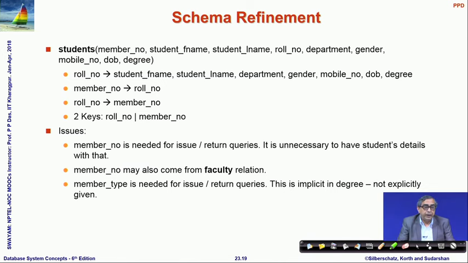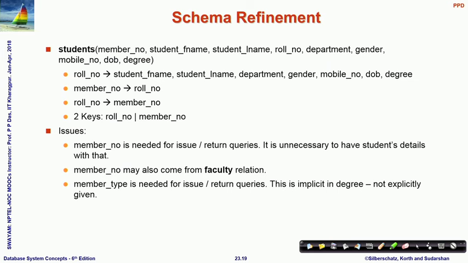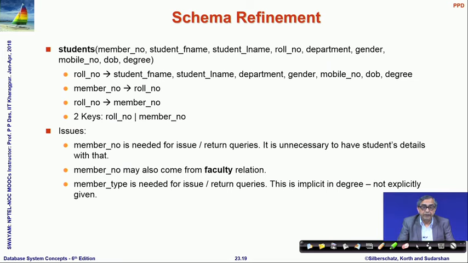Similarly, a member number is not here, it is a student relation. So, it is coming from the student relation, but in general in terms of issue it may also come from a faculty relation. So, how is that handled? We do not know. Then issue return also needs a member type, which is implicit here in the attribute degree, which tells whether the student is an undergraduate, postgraduate or research, but it is not explicitly maintained anywhere. So, these are the issues in this form of the design.